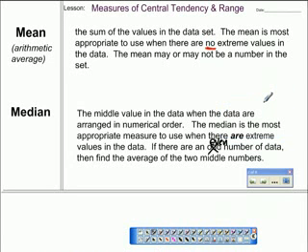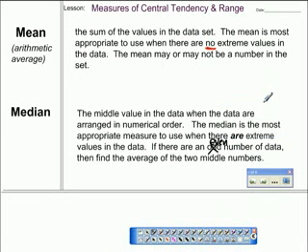Today we're going to study measures of central tendency and range. The difference now versus when you've had this in earlier math classes is now we're going to have some more complicated problems, and we're going to find out which one is most appropriate to use in certain situations.